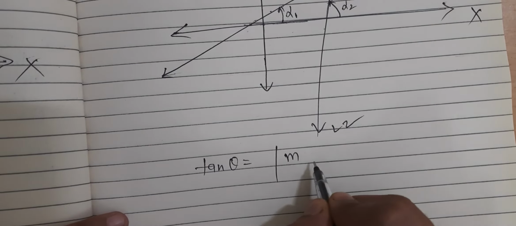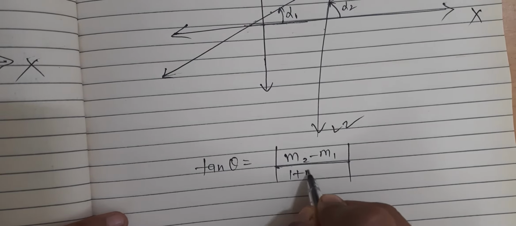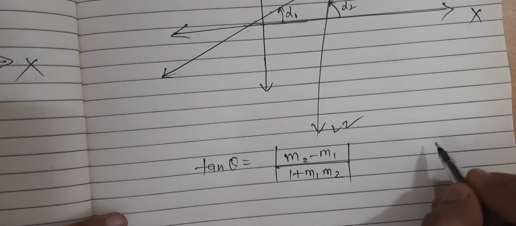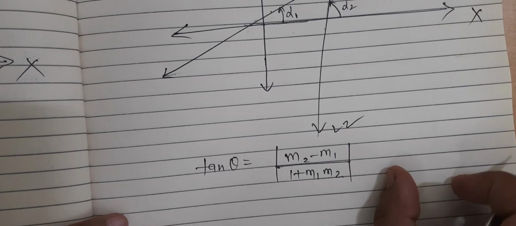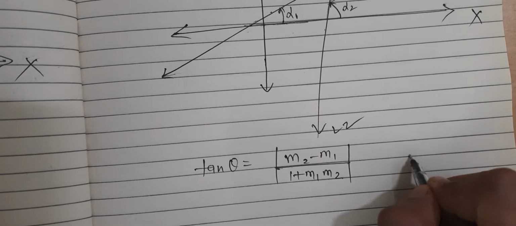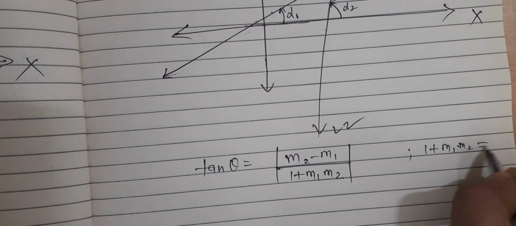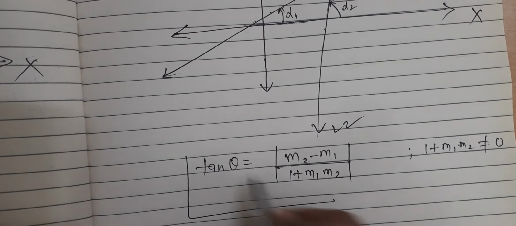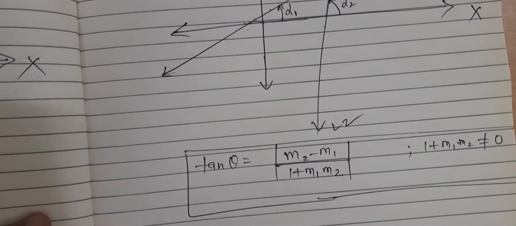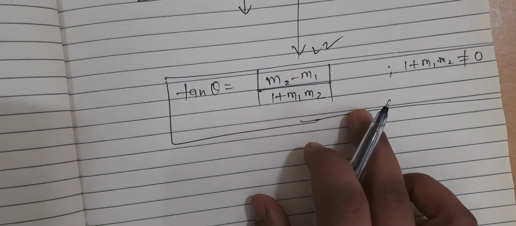So here, m2 minus m1 upon 1 plus m1 m2, and as we know, whenever we write any term in the form of p by q, the denominator should not be 0. So here also we will write 1 plus m1 m2 is not 0. So this is the formula by which we can find the angle between the two lines if their slopes are given.